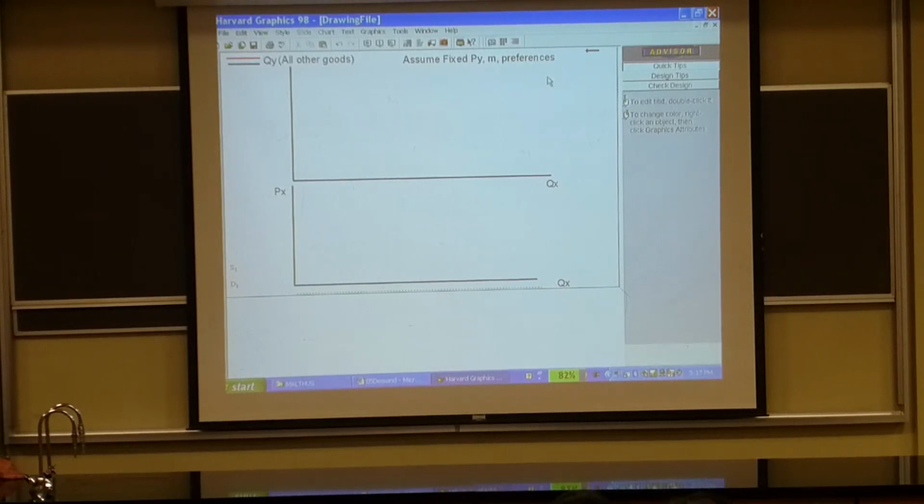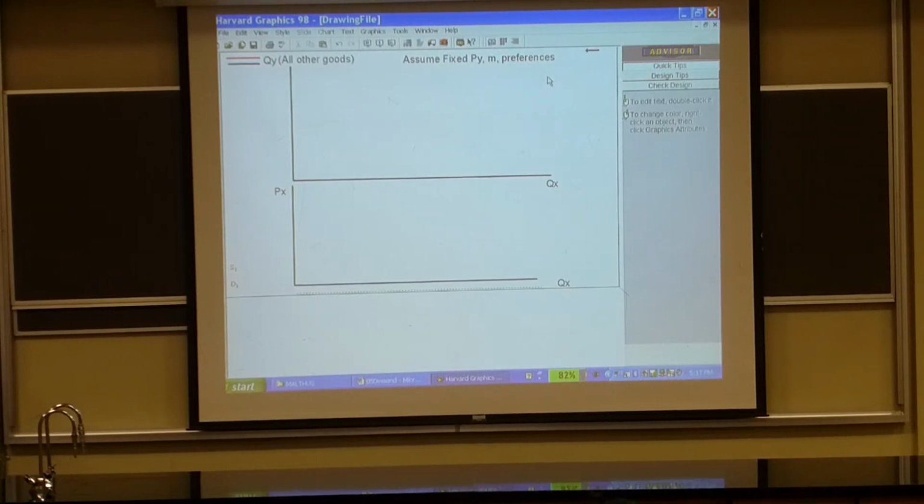Now the ceteris paribus conditions are satisfied. Income is fixed, preferences are fixed. Why did I assume Y was all other goods? So I don't have to worry about complements and substitutes, and by that one stroke, I'm able to assume that if the price of Y is fixed, the price of everything is fixed. Okay? So now we have the conditions.